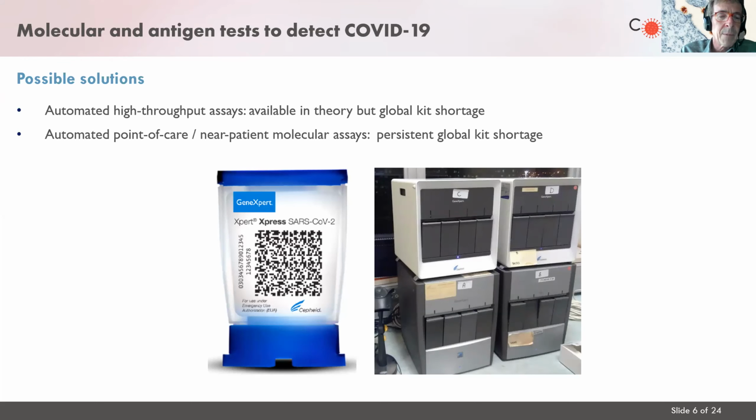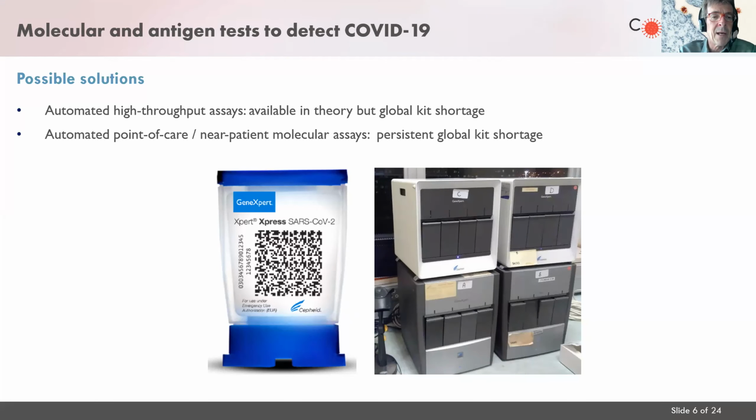Of course, solutions come to mind. One would be high throughput automated assays, and they do exist. Of course, one needs to have the equipment, which is typically hundreds of thousands of dollars worth of equipment. It's highly sophisticated, needs an appropriate setting, needs the skilled staff. But then when you have it, and there are labs, of course, even in non-industrialized countries that have them, particularly for HIV viral load testing, you still need the kits. And to the present day, there is still a global shortage of these kits for the few fully automated systems that are available.